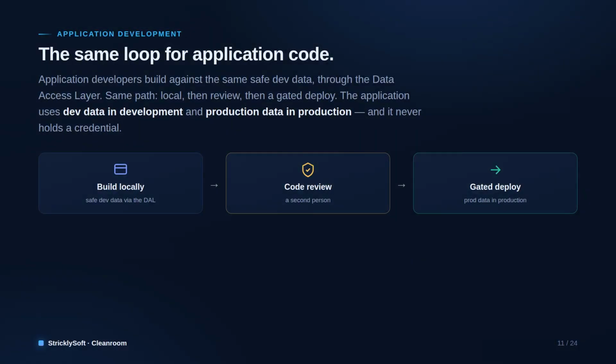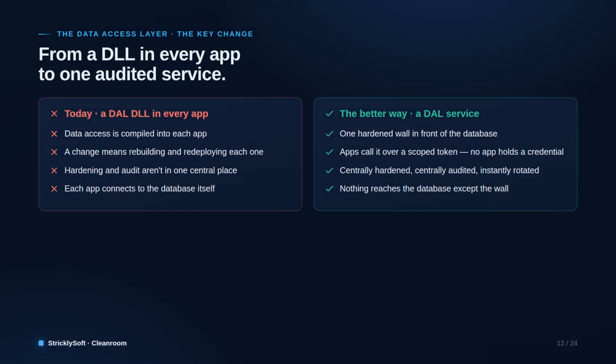Application changes follow the very same loop. Developers build against the same safe dev data through the data access layer: local, then review, then a gated deploy. The application uses dev data in development and production data in production, and it never holds a credential. That data access layer is the key change.